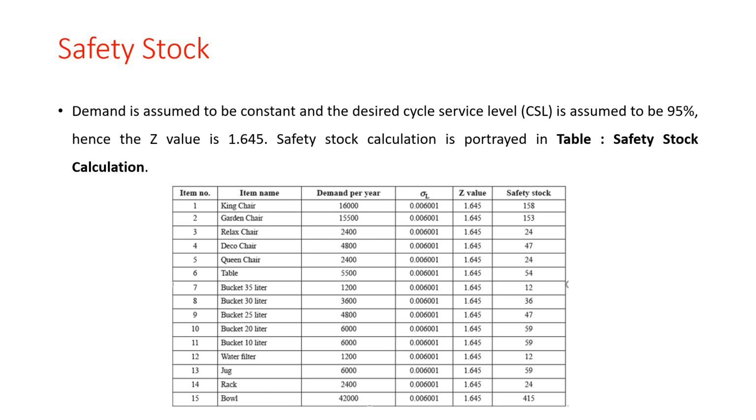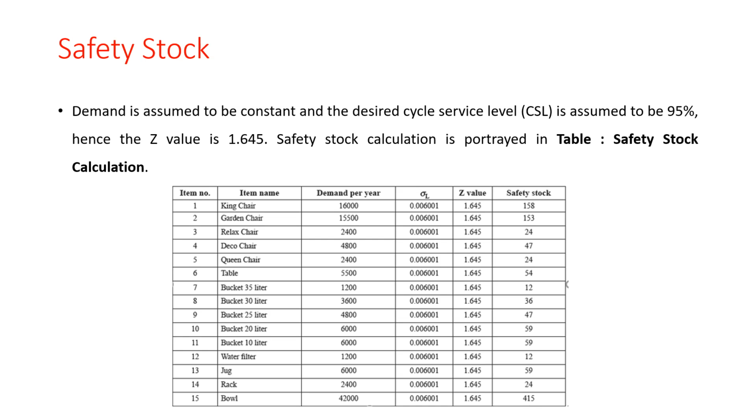Okay, and the safety stock calculation is presented here. We have the item numbers 1 to 15, with item names king chair, garden chair, relax chair, deco chair, queen chair, table, and so on. The demand per year is 16,000, 15,500, 2,400, 4,800, 2,400, and so on. Here we have the standard deviation, 0.00600. This standard deviation is constant throughout the items. Then the Z value is 1.645.